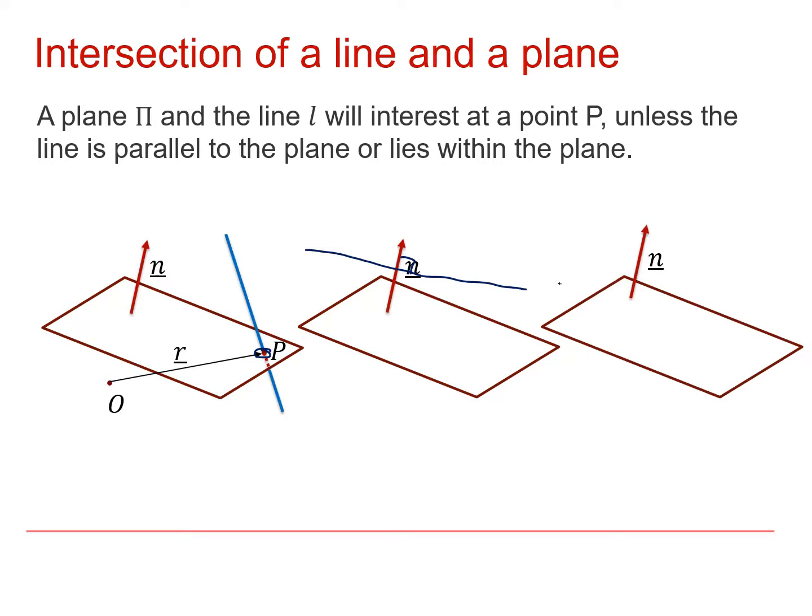Or we could have it lying in the plane, in which case it would be like that, still at right angles, but it would then have at least one point. Indeed, it would have all its points in common with the plane. So in these 3 situations, you get one single point, no points, or all points being in common.